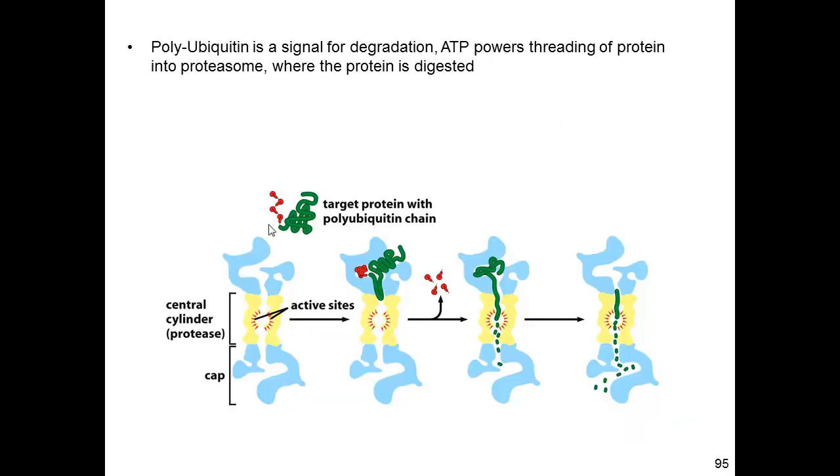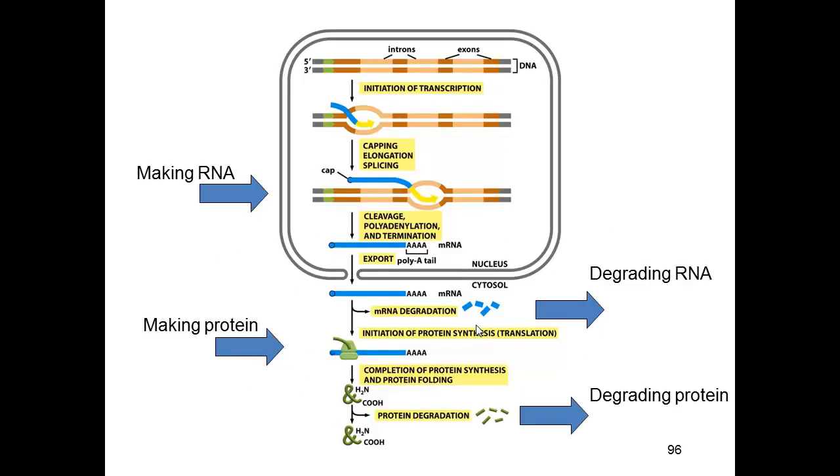The threading process of proteins marked for destruction is initiated by a polyubiquitin signal, which binds the cap regions of the proteasome, and then ATP hydrolysis will power the threading of the protein into the center, where the protein is degraded by proteases into its constituent amino acids.